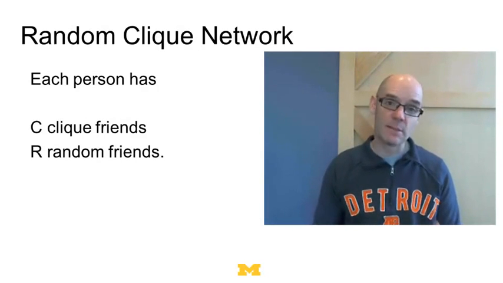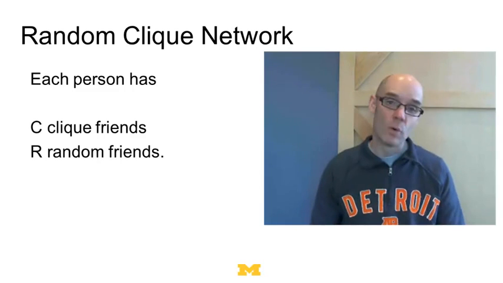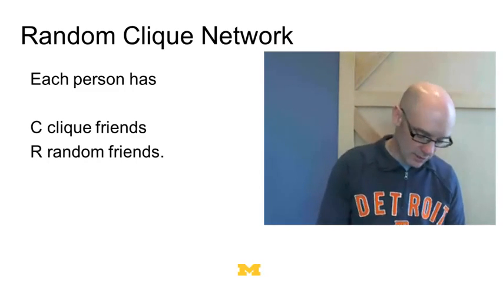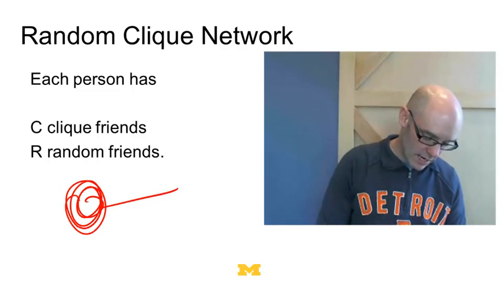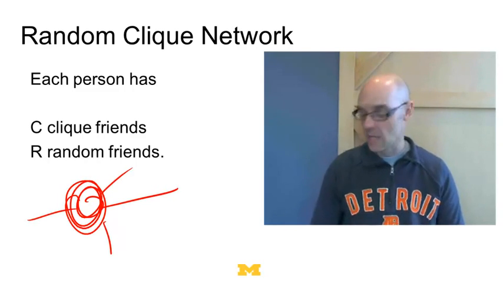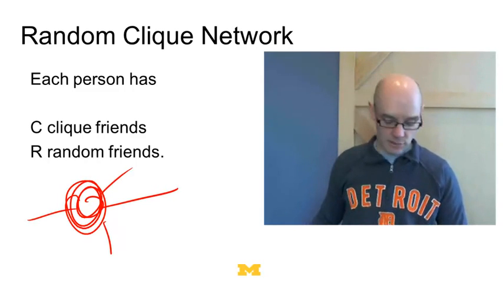We're going to start out by simplifying the small world network as follows. We're going to assume that each person has a group of friends. C of them belong to a clique. So your clique friends are all going to be friends with each other. And then you've got a few random friends off to the side. So you've got C clique friends and R random friends. Let me show you what this looks like.